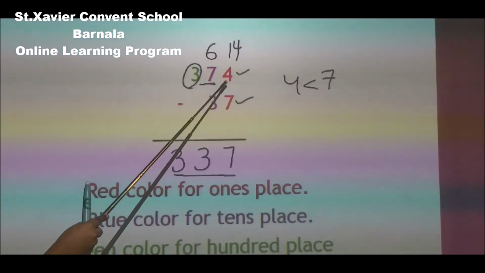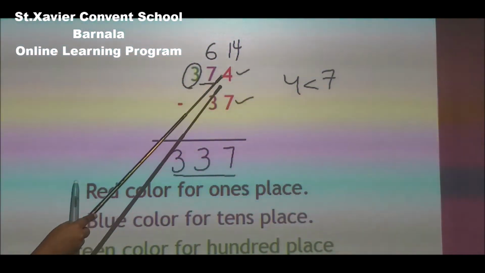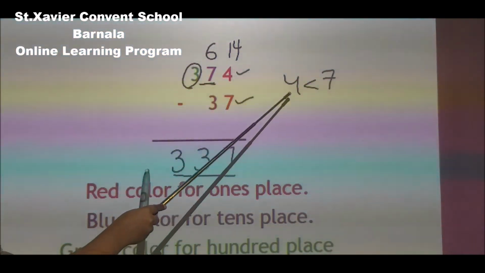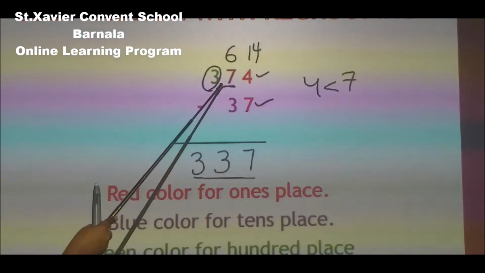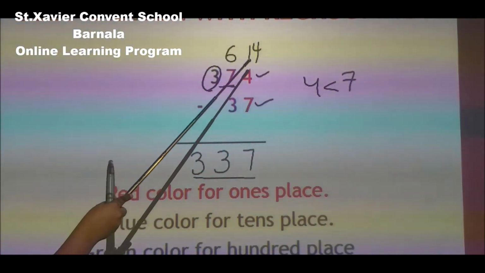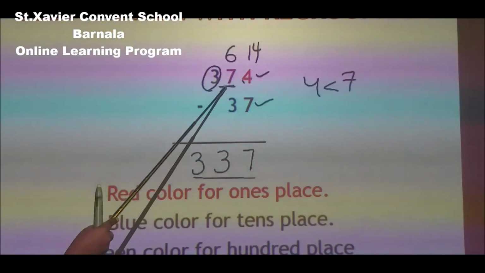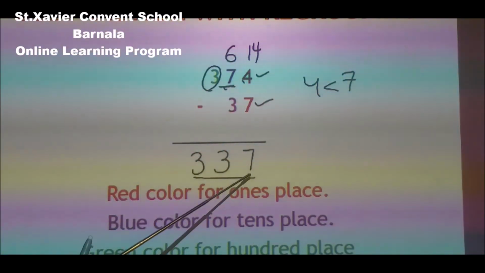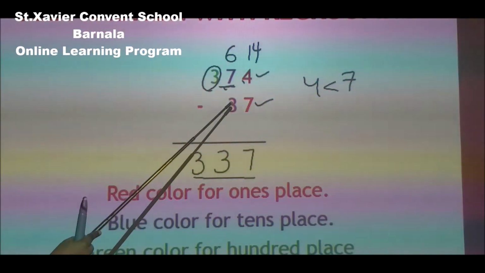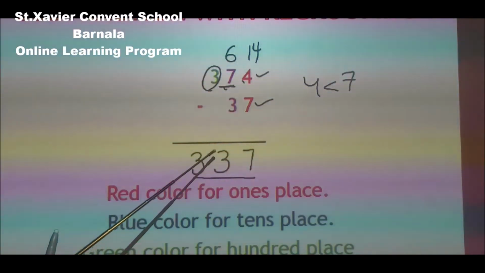First, subtract the digits of ones place. 4 minus 7. As we know that 4 is smaller than 7, so we take the borrow from the tens place digit 7. It becomes 14 and 7 becomes 6. 14 minus 7 is equal to 7. 6 minus 3 is equal to 3.